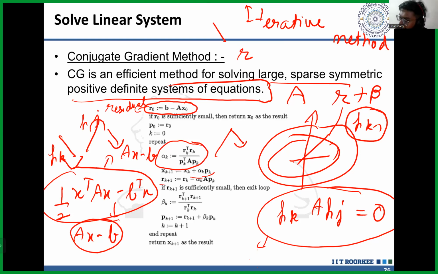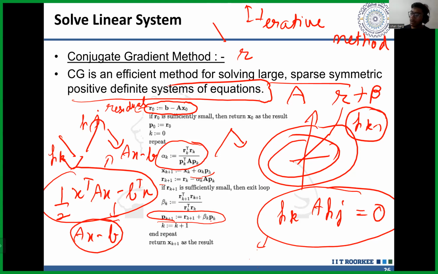Beta is defined as R transpose (k+1) R_(k+1) upon R transpose_k R_k. And we can define P as a linear combination of R as well as previous P_k, and the loop continues until we have found a residual less than our threshold.